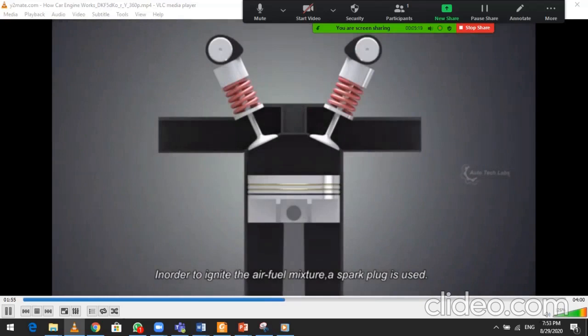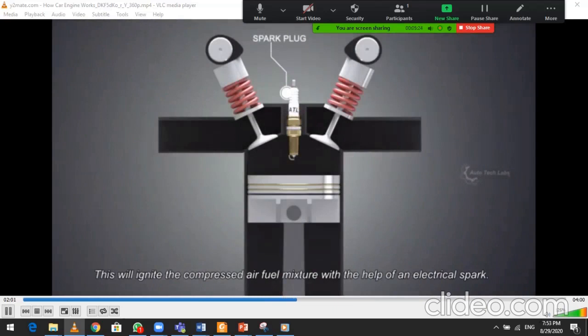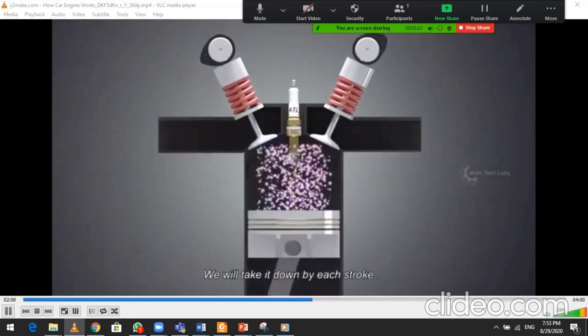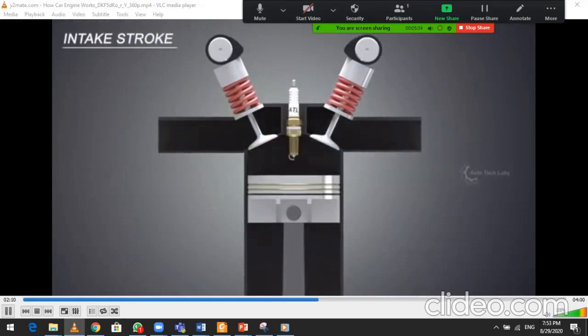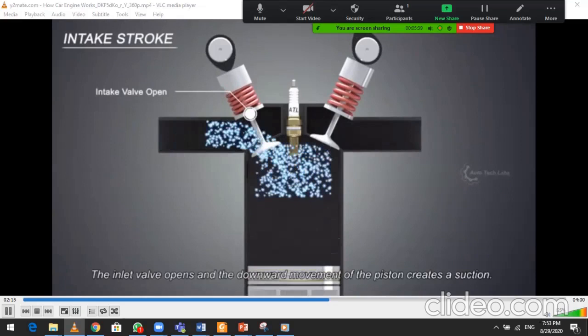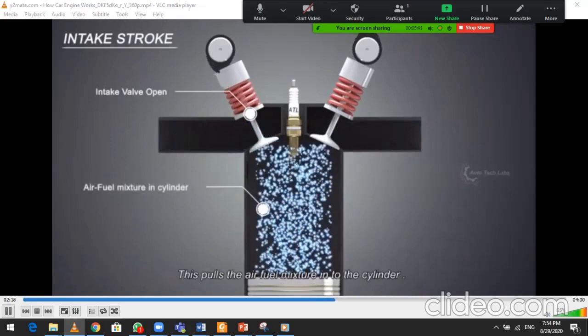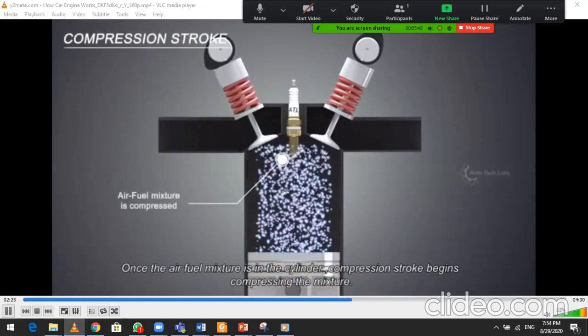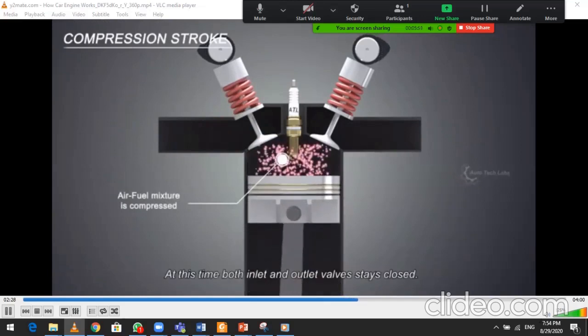In order to ignite the air-fuel mixture, a spark plug is used. This will ignite the compressed air-fuel mixture with the help of an electrical spark. We will take it down by each stroke. The intake stroke. The inlet valve opens and the downward movement of the piston creates a suction. This pulls the air-fuel mixture into the cylinder. Once the air-fuel mixture is in the cylinder, the compression stroke begins, compressing the mixture. At this time both inlet and outlet valves stay closed.